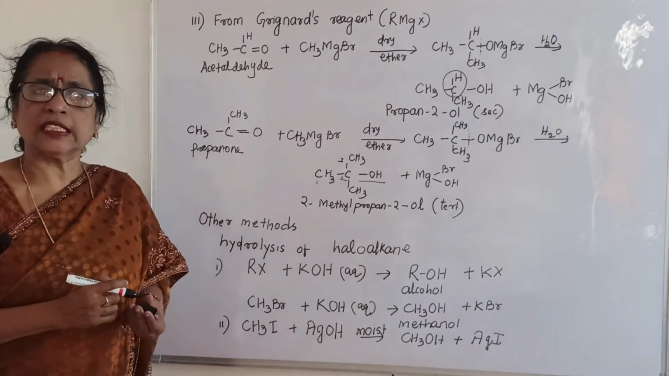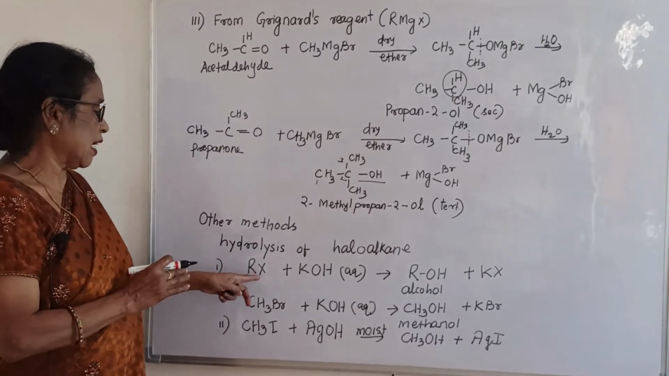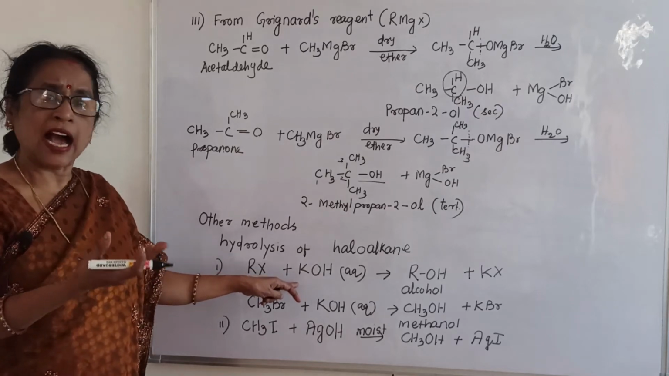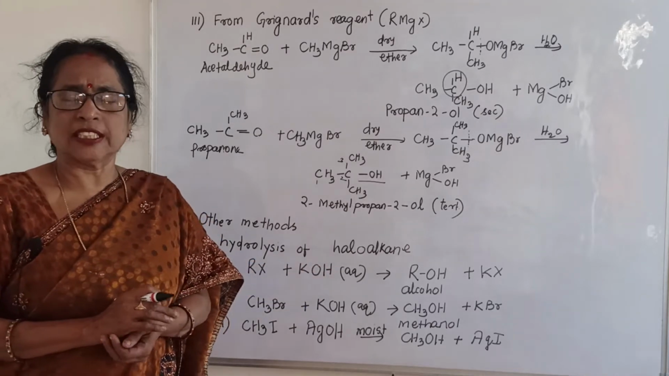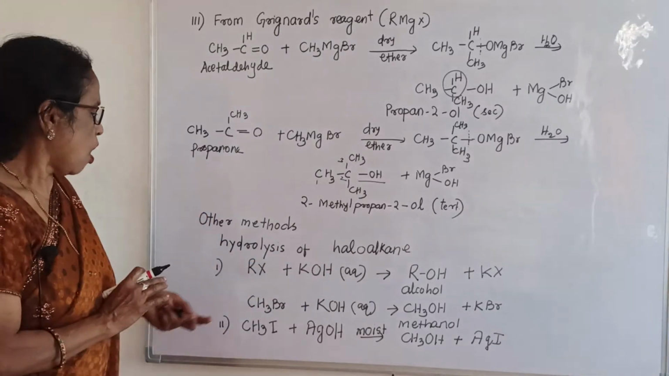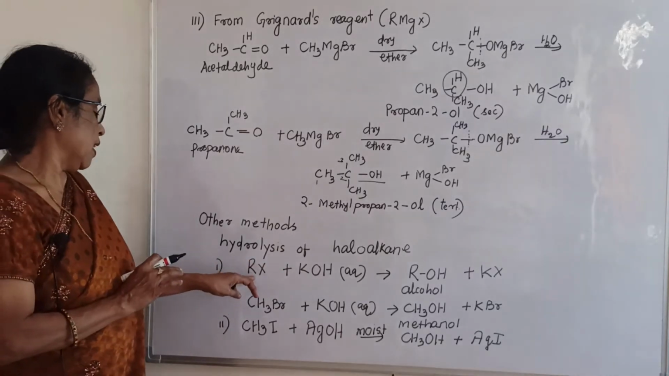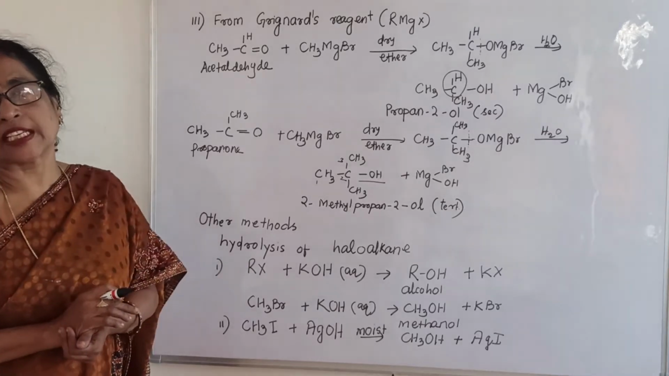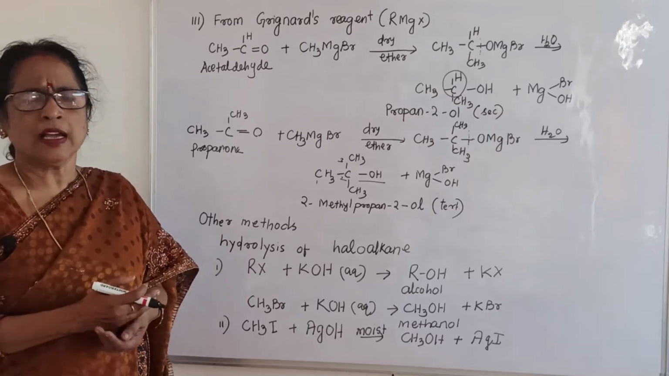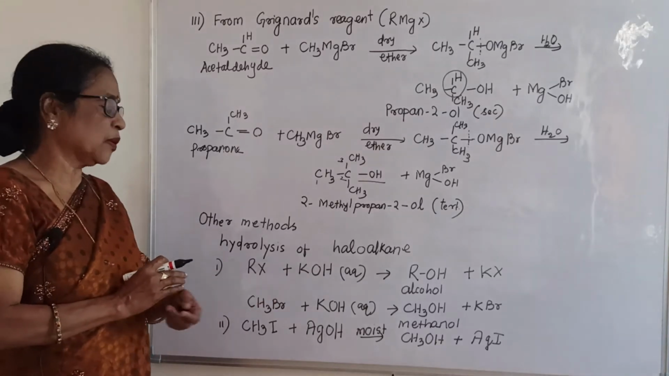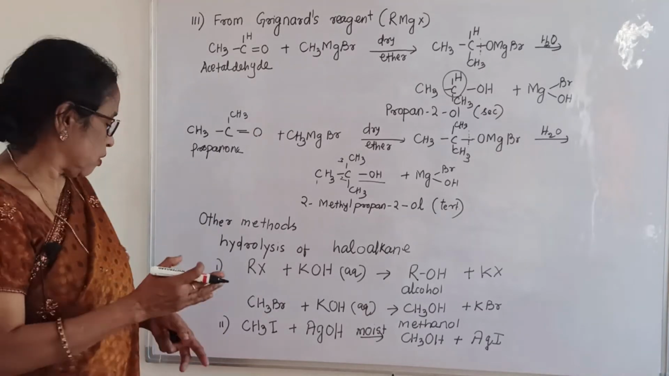One is hydrolysis of haloalkane. What is meant by hydrolysis of haloalkane? RX, that is alkyl halide, haloalkane, when treated with aqueous KOH gives alcohol. This is a very important reaction, also very important in the haloalkane chapter. So alkyl halide reacts with aqueous KOH and gives alcohol. For example, you take CH3Br or C2H5Br. Let us take CH3Br; it reacts with aqueous KOH and gives methanol, or you can say methyl alcohol.